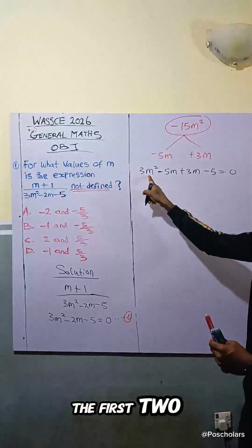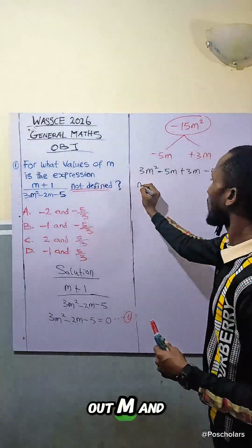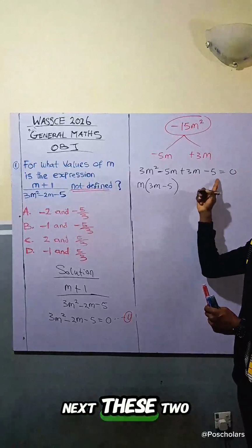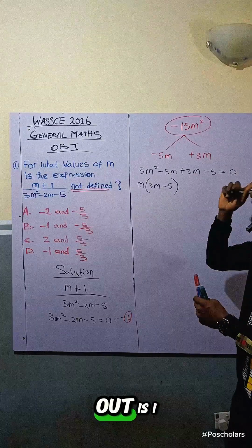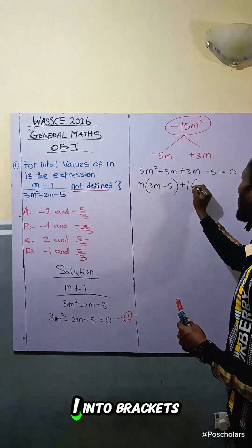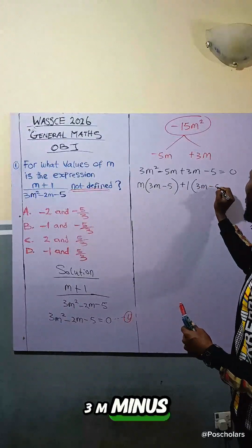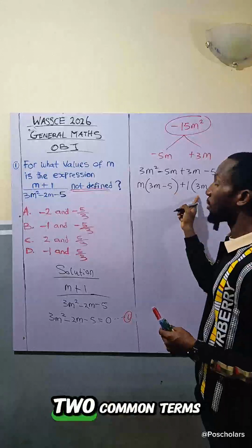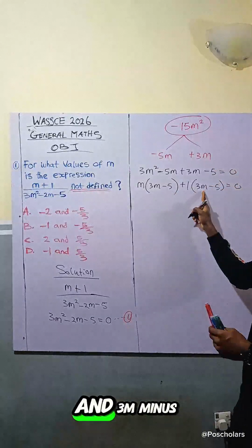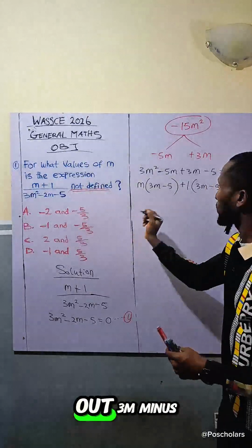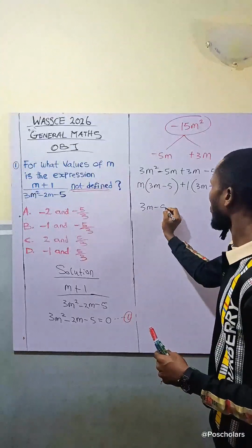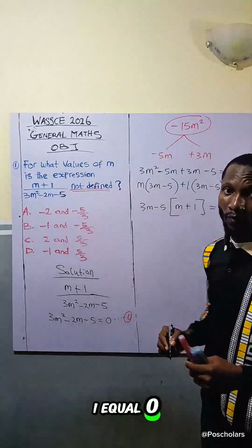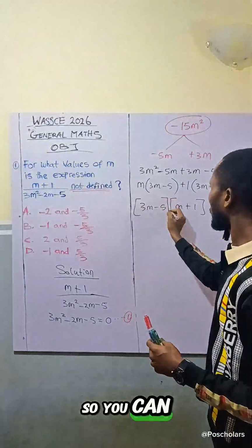Now, looking at the first two, what's common is m. So you factor out m, and what's left is 3m minus 5. Next, these two terms, the only number you can factor out is 1. So you factor out 1, plus 1 into brackets 3m minus 5 equal to 0. Right? Next, we have two common terms here, 3m minus 5 and 3m minus 5. So you factor out 3m minus 5, and what's left is m plus 1 equal 0. Right? So you can just finish up like this.